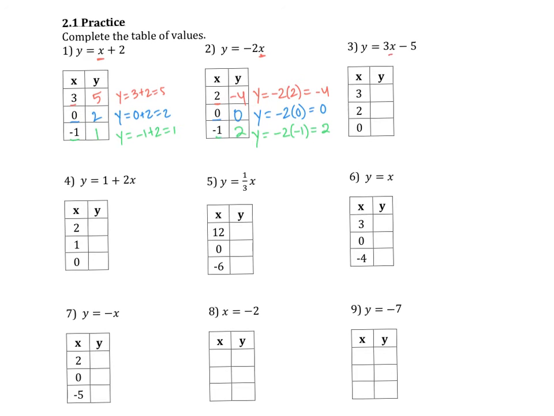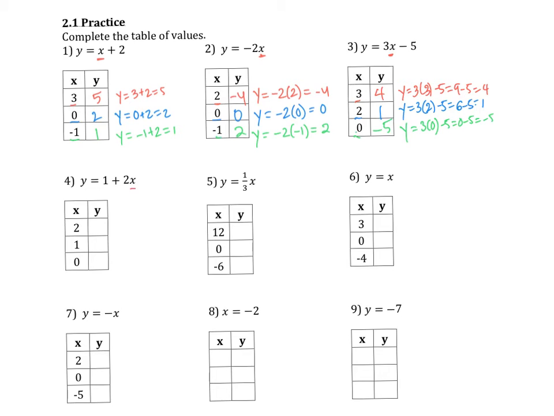Okay, the next equation is y equals 3 times x minus 5. 3 times, what is the first x, 3, minus 5, so 9 minus 5 is 4. 3 times x minus 5, 6 minus 5 is 1. Y equals 3 times x minus 5. Anything times 0 is 0. 0 minus 5 is negative 5. 0 doesn't matter. Okay, I'm going to keep going.